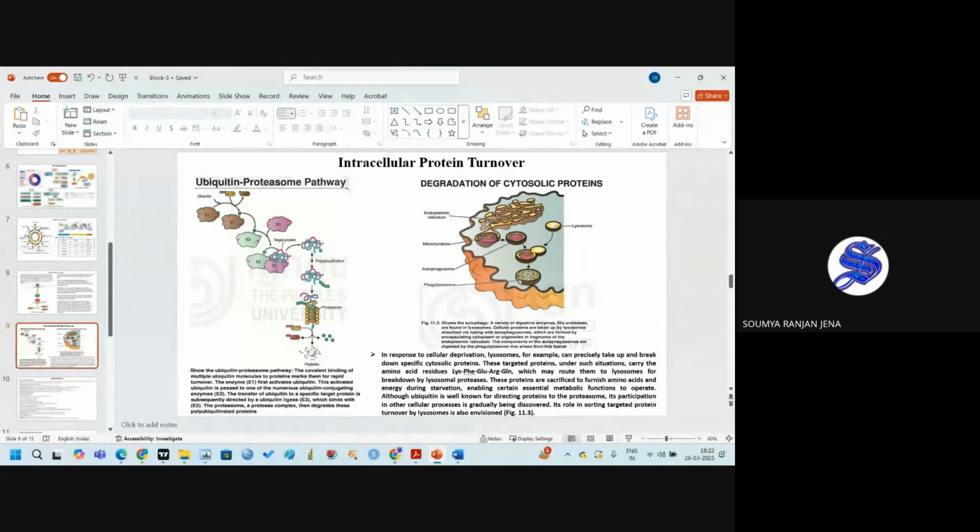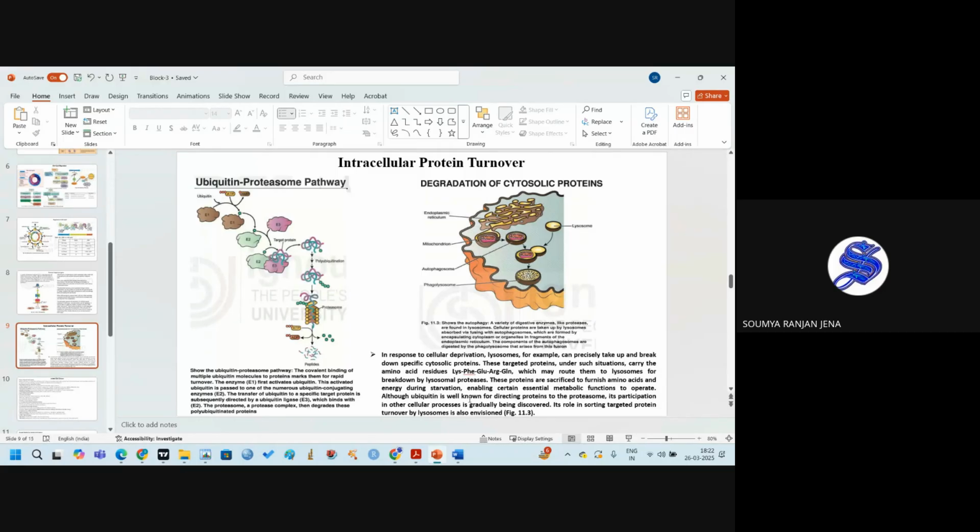Inside the lysosome, different proteolytic enzymes are there, and these proteolytic enzymes cleave the proteins to produce amino acids, and these amino acids will furnish our energy during starvation for metabolic functions to operate.